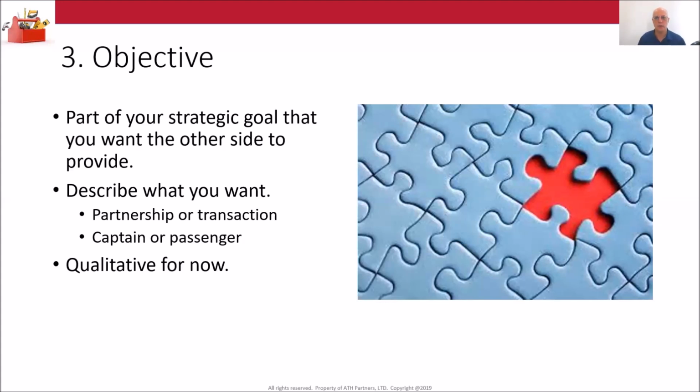And for now, in the strategy section, I want you to be qualitative. I want you to be descriptive. We'll get to the numbers in a minute, but now I just want you to describe what jobs you want the other party to provide, what services you want from them, what products, whatever you want them to give you. I want you to articulate that, write that down, and then start to apply values to it.